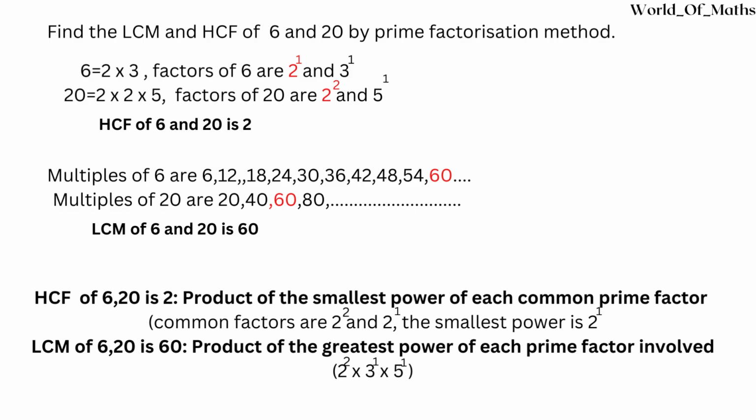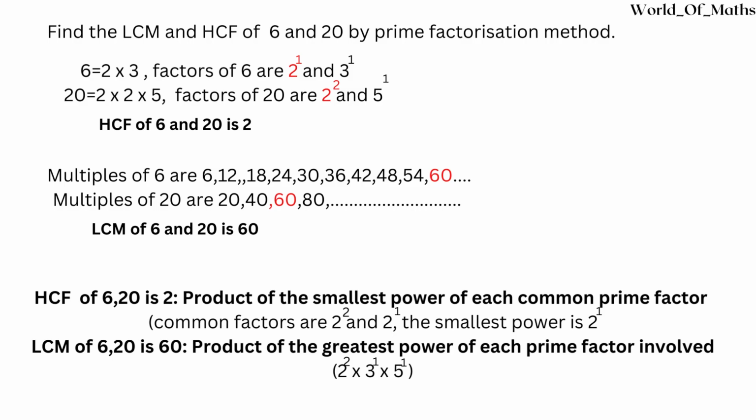If we look into the multiples of 6, the table, we know the multiplication table of 6. I have written from 6 to 60. And multiples of 20 are 20, 40, 60 and 80. Here the lowest common multiple of 6 and 20 is the number 60. Hence the LCM of 6 and 20 is 60.